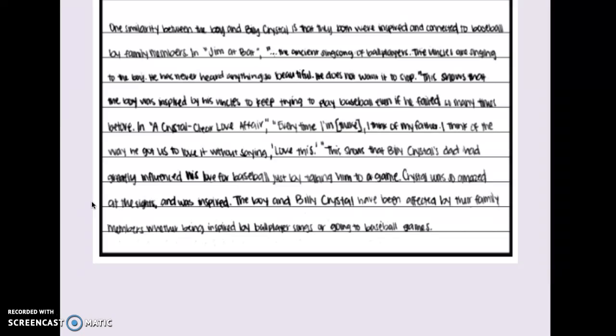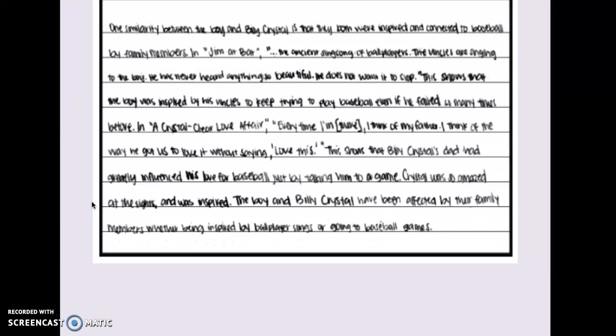One similarity between the boy and Billy Crystal is that they both were inspired and connected to baseball by family members. In "Jim at Bat," the ancient sing-song of ball players, the uncles were singing to the boy. He has never heard anything so beautiful. He does not want it to stop.